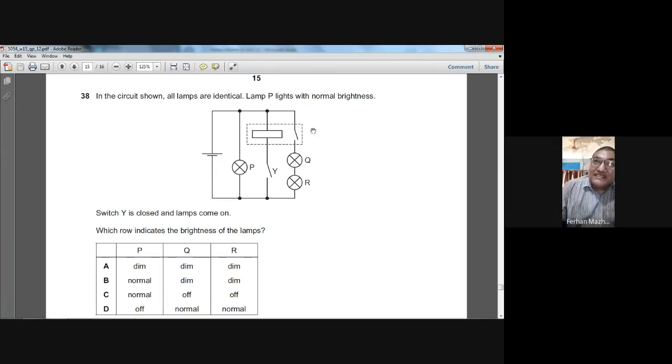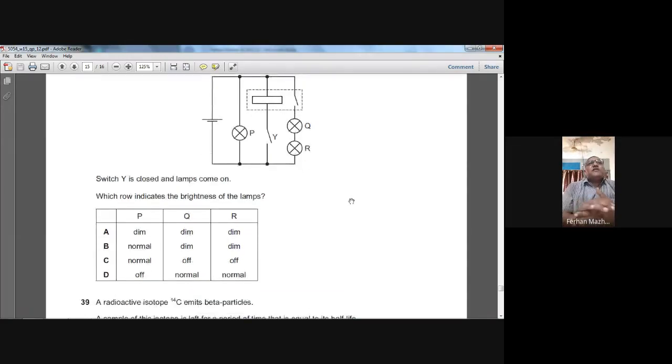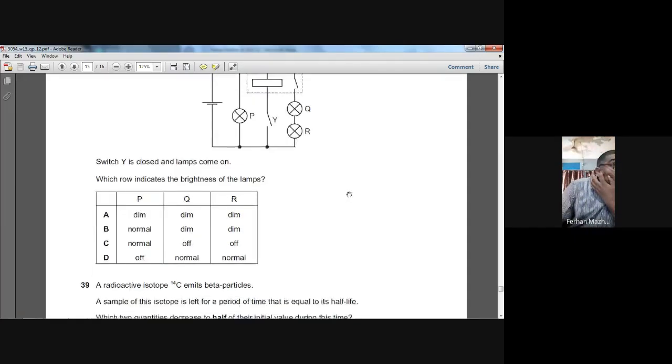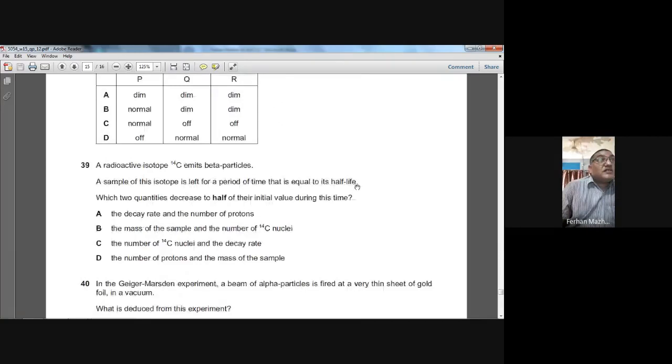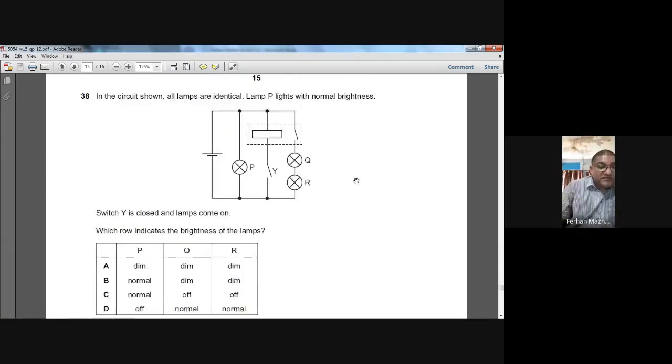This whole branch has a voltage drop equal to the EMF of the battery, but the lamps are connected in series with each other. So half of the EMF will be taken by Q and half by R. So voltage is half. P will be at normal brightness and they will be dimmer as compared to P. So P will be normal, Q will be dim, R will be dim. Okay, so what is the choice? Question number 38, I think B is the choice.